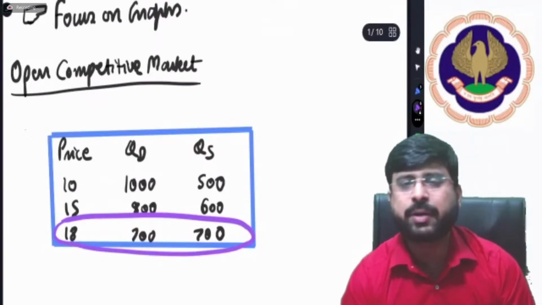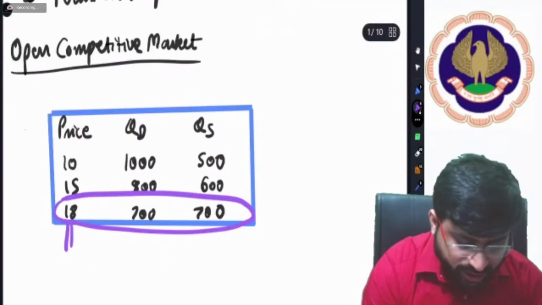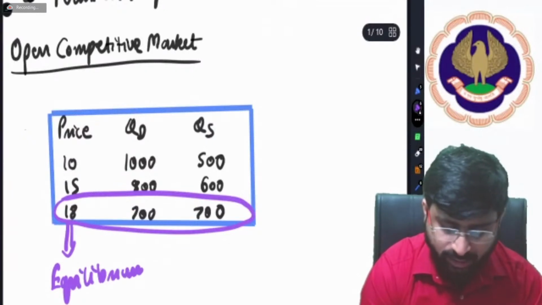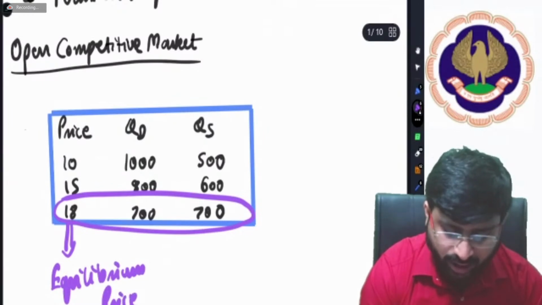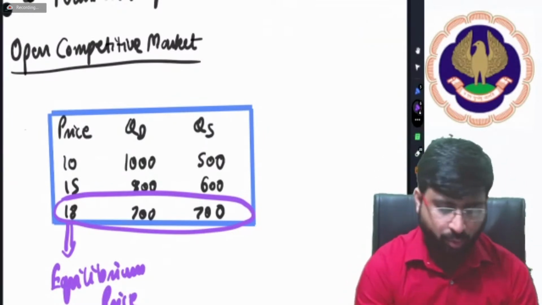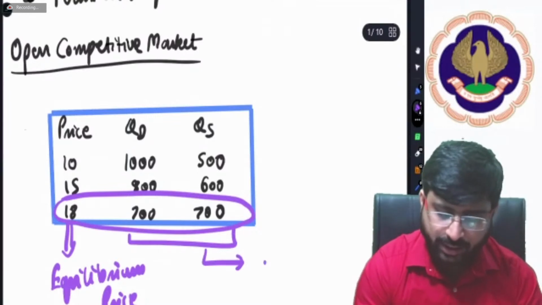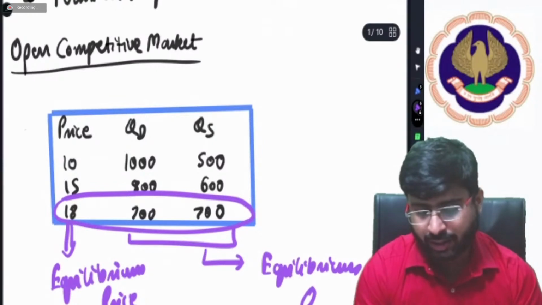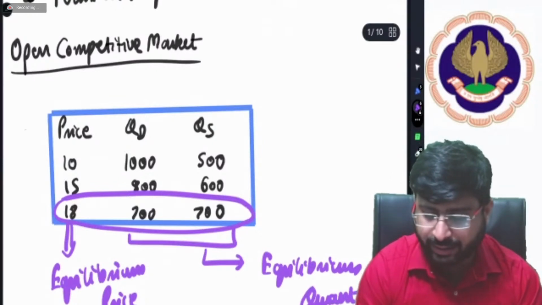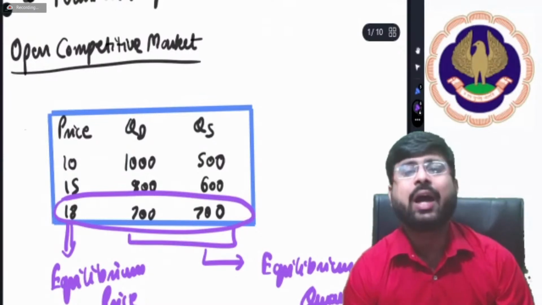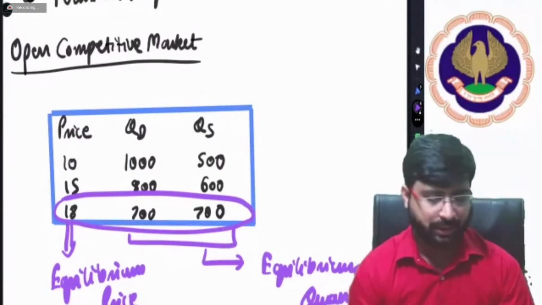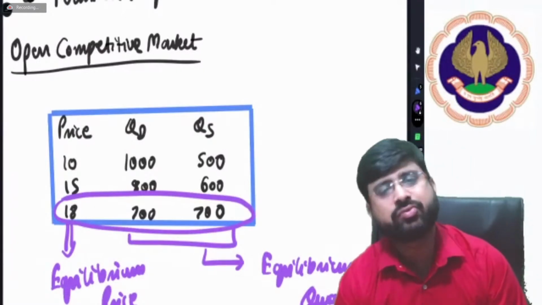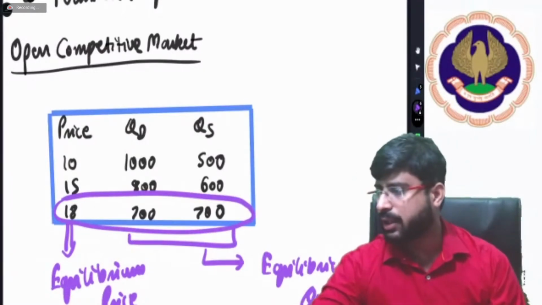Now, in economics, my dear friends, this price is the equilibrium price. And this quantity that you see here is called the equilibrium quantity. So there is an equilibrium price and there is an equilibrium quantity. Equilibrium price is 18 rupees. Equilibrium quantity is 700 units. Absolutely.